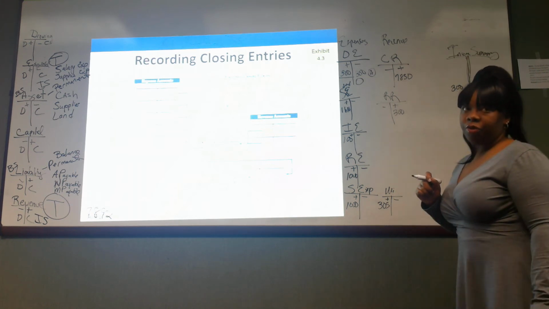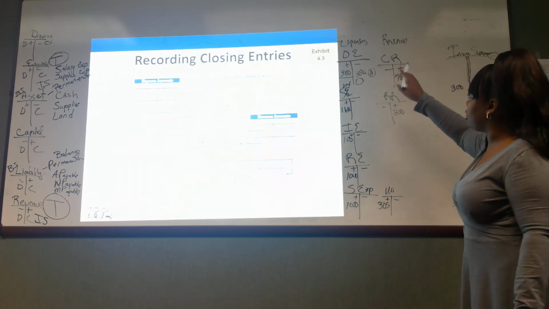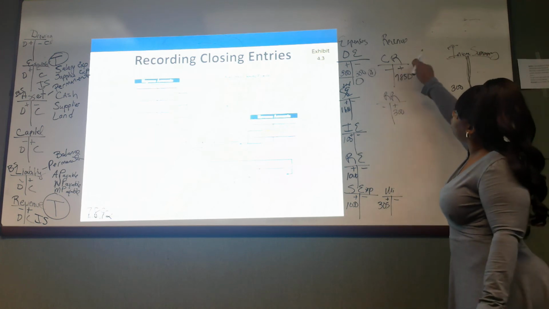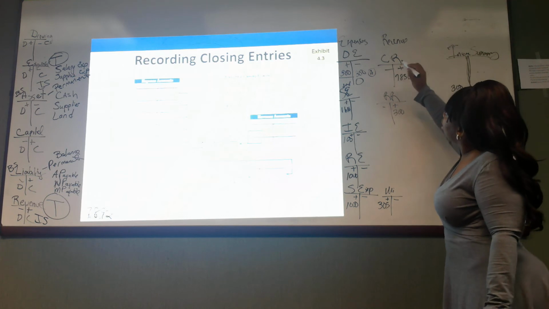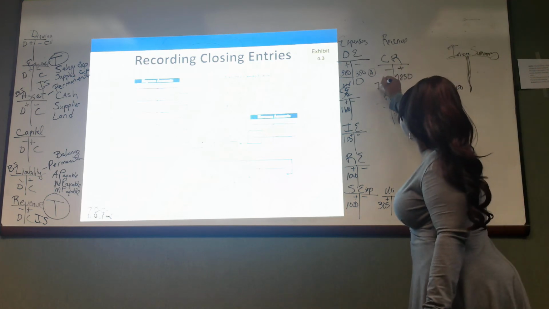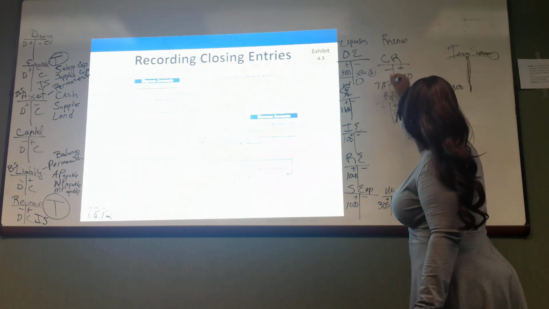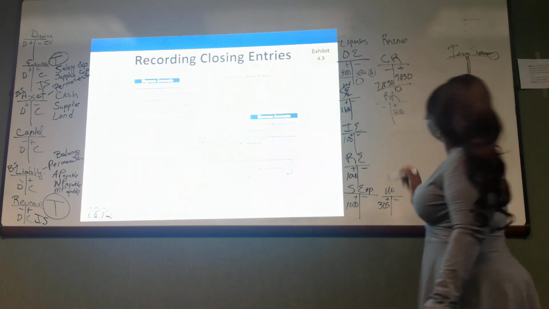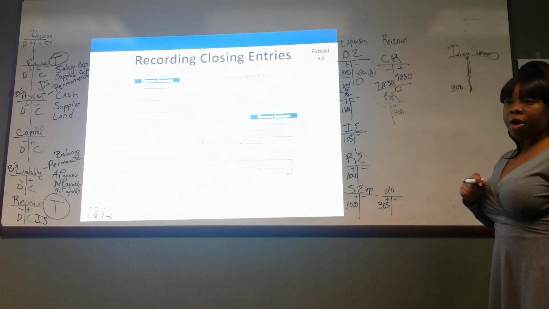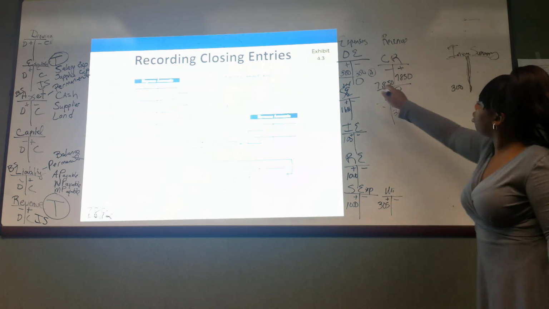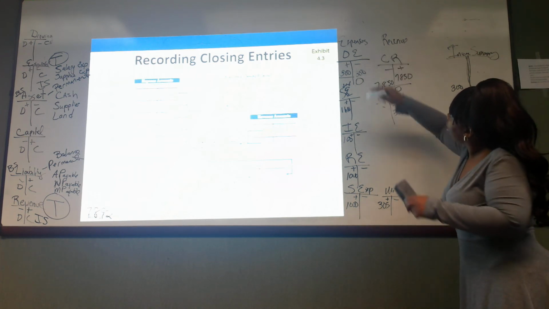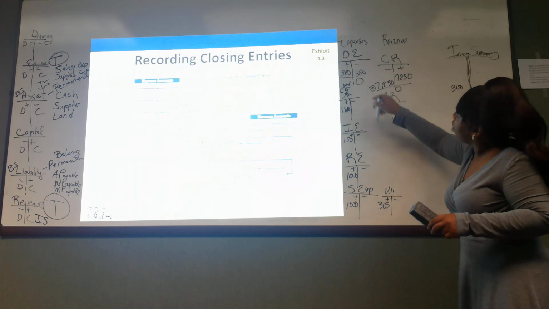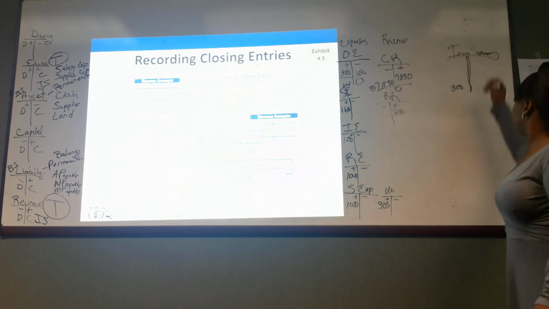I need to do my revenues first. So we already did the depreciation. Let's go back and do consulting and rental revenue. So if I want to close this out, I'm going to do a credit of $78.50 to close it out to 0, right? So if this is going to be a credit, then I need to do a debit on this side.